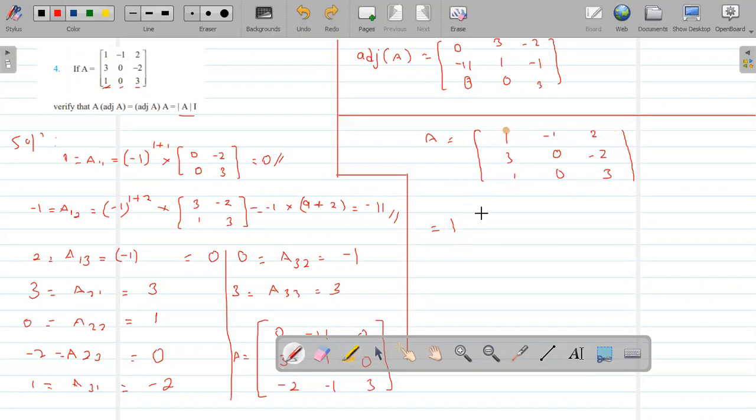So write 0, 0, minus 2, 3. Okay, now the second part. What will be the sign here? The sign will be minus.